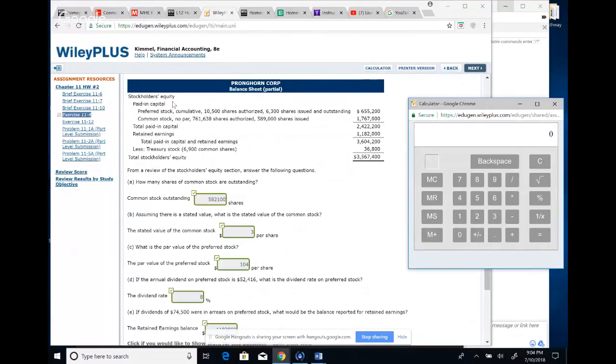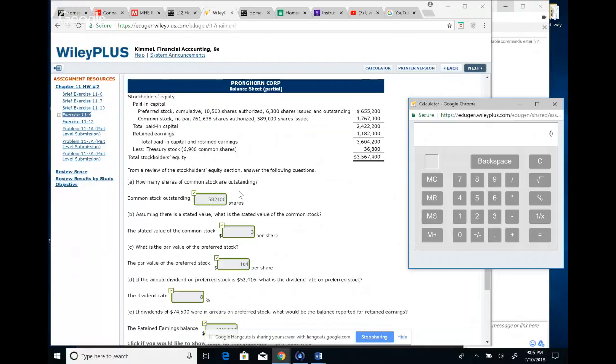It talks about the stockholders' equity, the paid-in capital, the preferred stock, how many were authorized, how many were issued, common stock, how many were authorized, issued, the money that was generated, total paid-in capital, and then your retained earnings, and then your treasury stock for a total stockholder equity here. So then it gives you the instructions from a review of the stockholders' equity section. Answer the following questions. Share how many shares of common stock are outstanding.